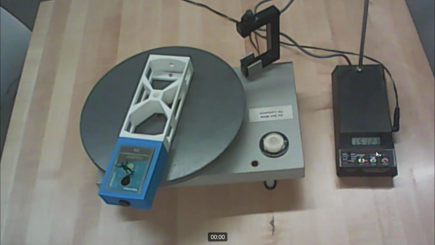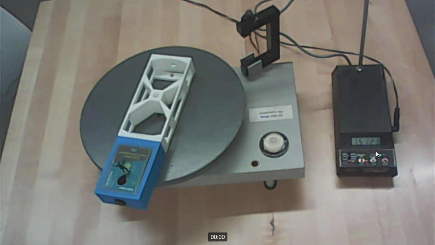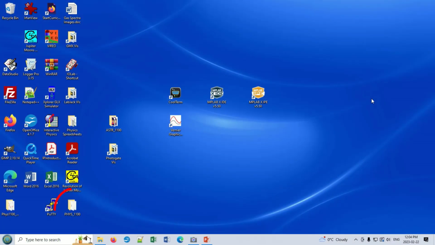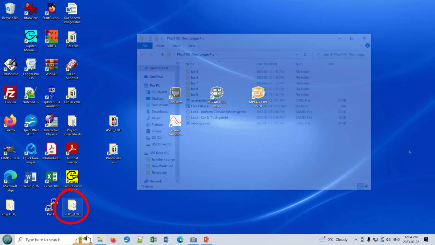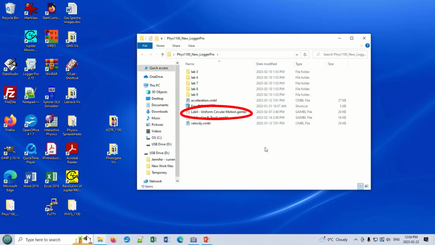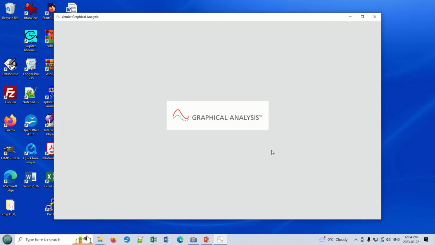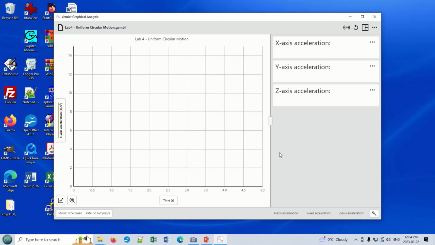So now I'm going to show you the computer program and how you take your data. As usual, open the Physics 1100 folder, and this week you want to look for this Lab 4 program. Open that up, and because we're using a different sensor, this program looks different than what you've seen before. Now the first thing you're going to want to do is connect your wireless sensor to this program. I'm going to resize things a little bit so that I can show you the equipment.